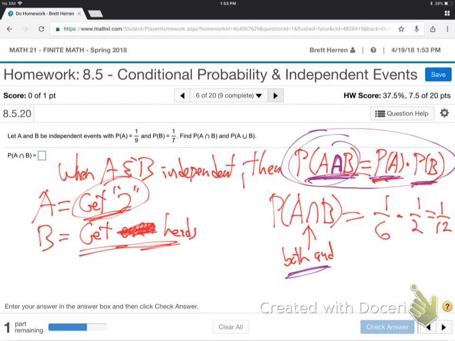So I just used this formula. Probability of both A and B is the first one times the second one. Why would that not be the case? That's only because they're independent, right? A and B are independent. Flipping the coin, rolling the die, totally separate, independent.